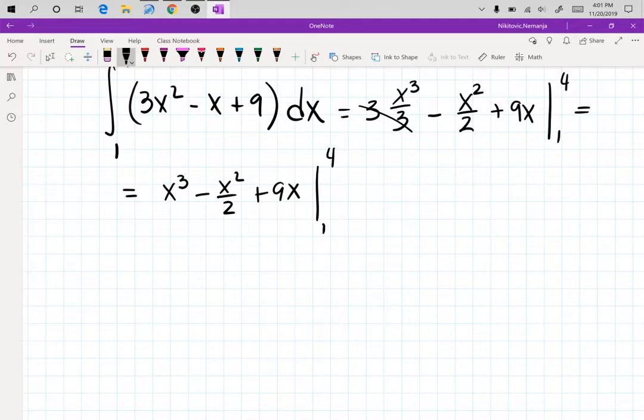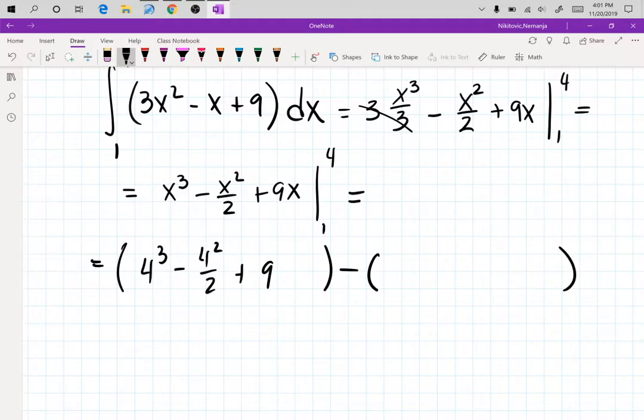And the way you compute this is you plug in the 4, and then you subtract, plug in 1 into the whole function. So we have 4 cubed minus 4 squared over 2 plus 9 times 4, and then 1 cubed minus 1 squared over 2 plus 9 times 1. So I plugged in 4 into the function, and then I subtracted the function plugged in 1.